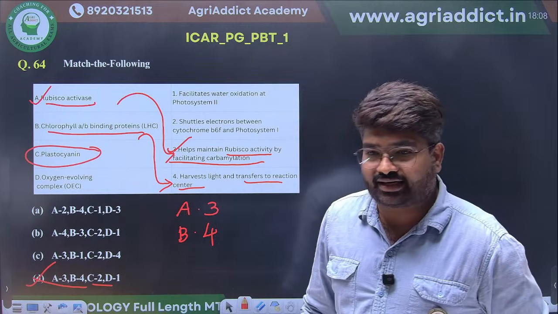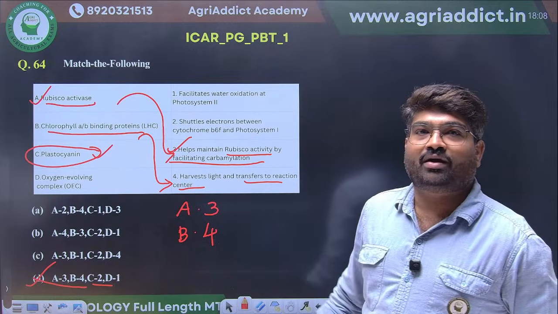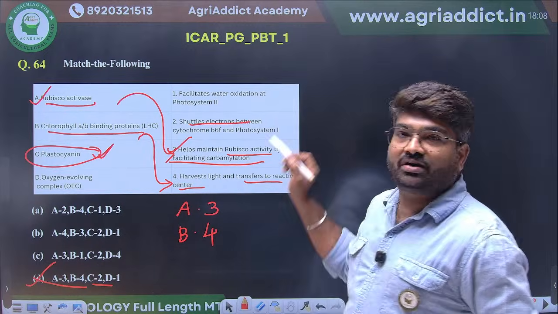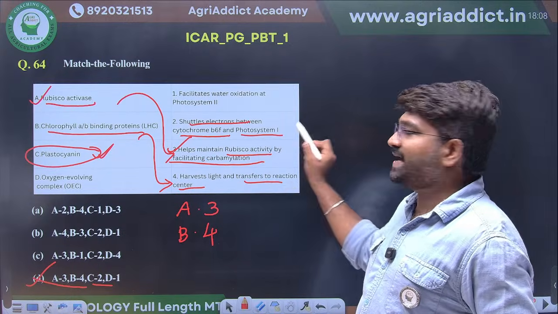Yeah, Tejaswini, correct answer. Yesterday also we have discussed about this plastocyanin. What will plastocyanin do? It will shuttle the electron between cytochrome B6F and PS1.